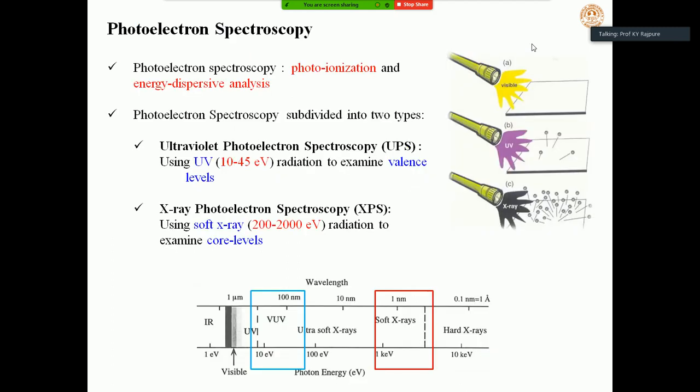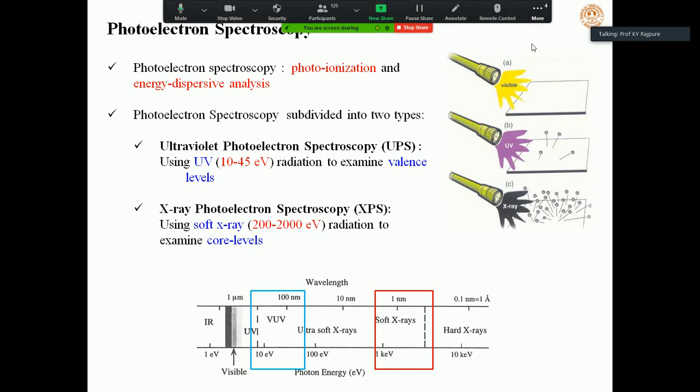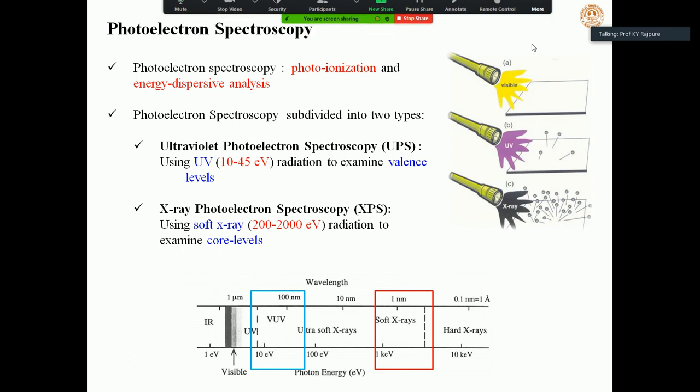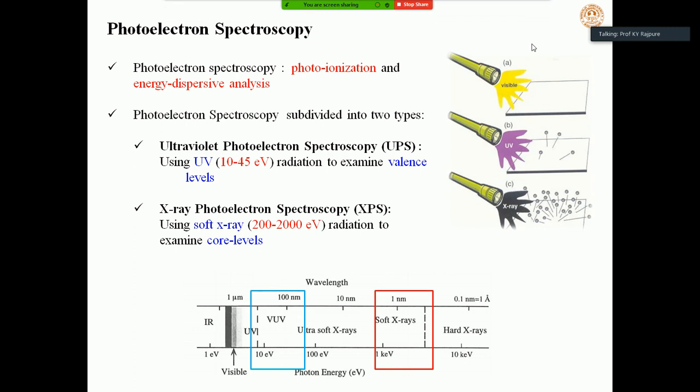Photoelectron spectroscopy is a kind of photoionization method, and an energy dispersive analysis type of method. When we take an atom in the ground state, a neutral atom, all electrons are rotating around their respective orbits, and we say that the atom is neutral and chemically stable. But if you take out one of the electrons from the neutral atom, then this atom becomes deficient by one electron.